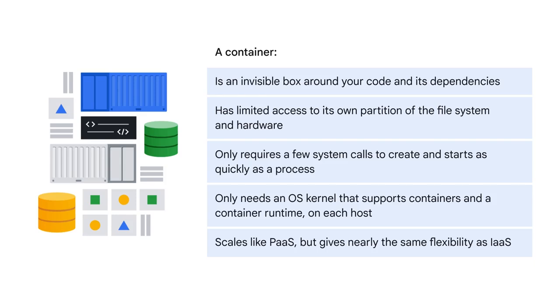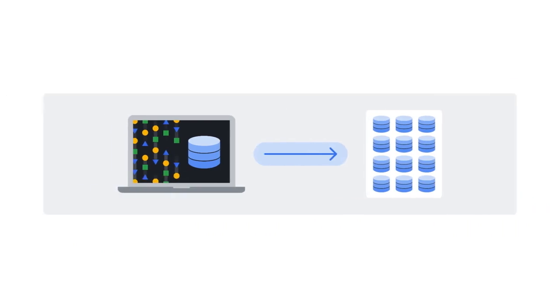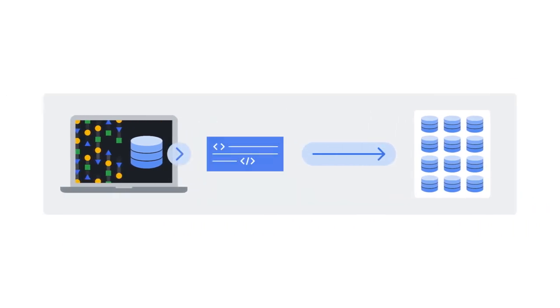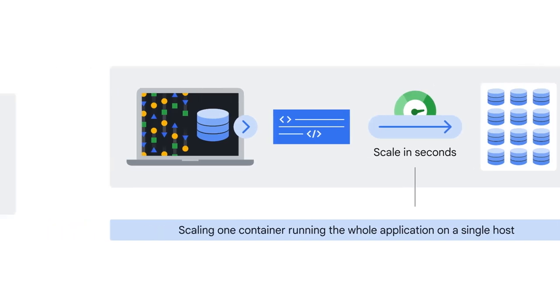This makes code ultra-portable, and the OS and hardware can be treated as a black box. So you can go from development to staging to production, or from your laptop to the cloud, without changing or rebuilding anything. As an example, let's say you want to scale a web server. With a container, you can do this in seconds and deploy dozens or hundreds of them, depending on the size of your workload, on a single host.